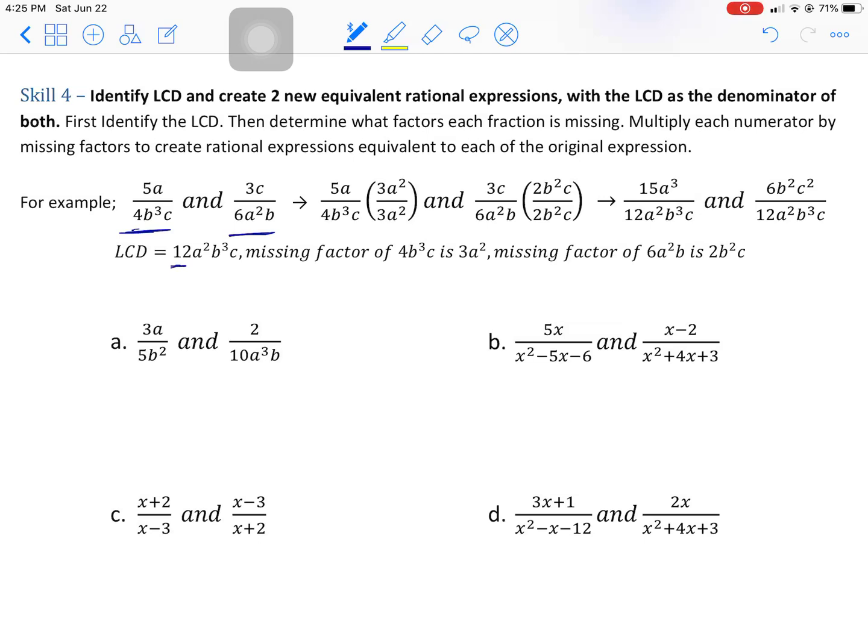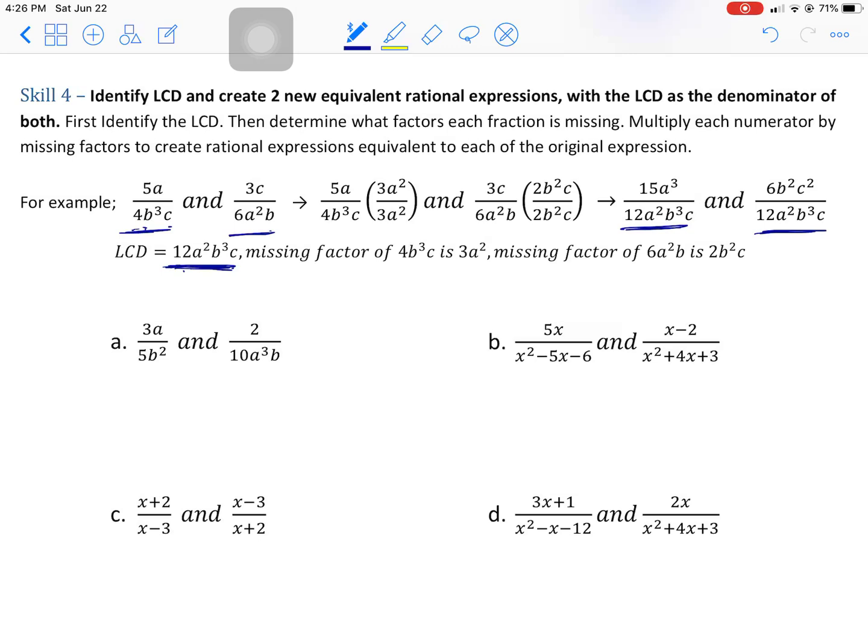We did that before. And then the largest exponent. So out of the two b's, the b cubed is there. And the a is there. And there's one c. So that is the LCD. Okay? That's the LCD. So eventually we want to have that LCD on the bottom of each of these rational expressions.